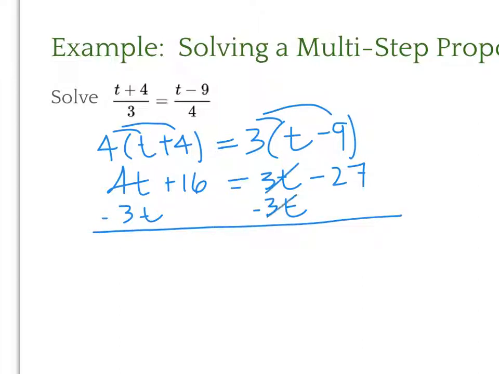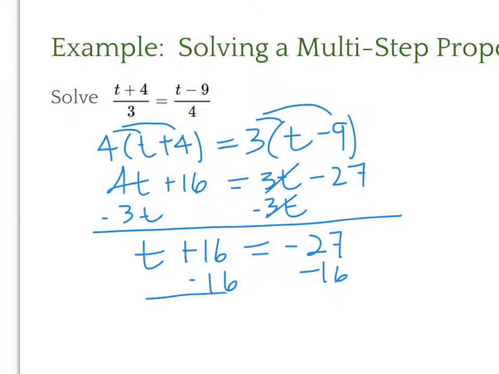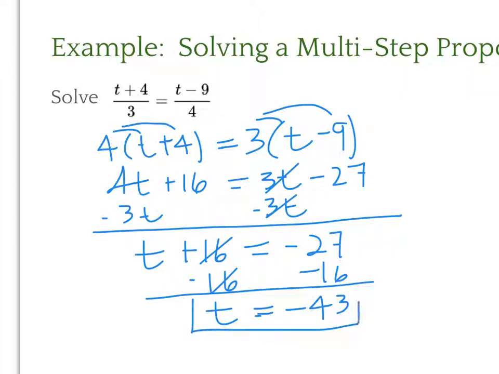3t take away 3t is nothing. 4t take away 3t leaves me with t. I have t plus 16 on the left equal to negative 27 on the right. I'm going to subtract 16 finally to undo the addition on both sides of the equation. 16 take away 16 goes away, and I end up with t equals negative 27 minus 16, which is negative 43 as our solution.